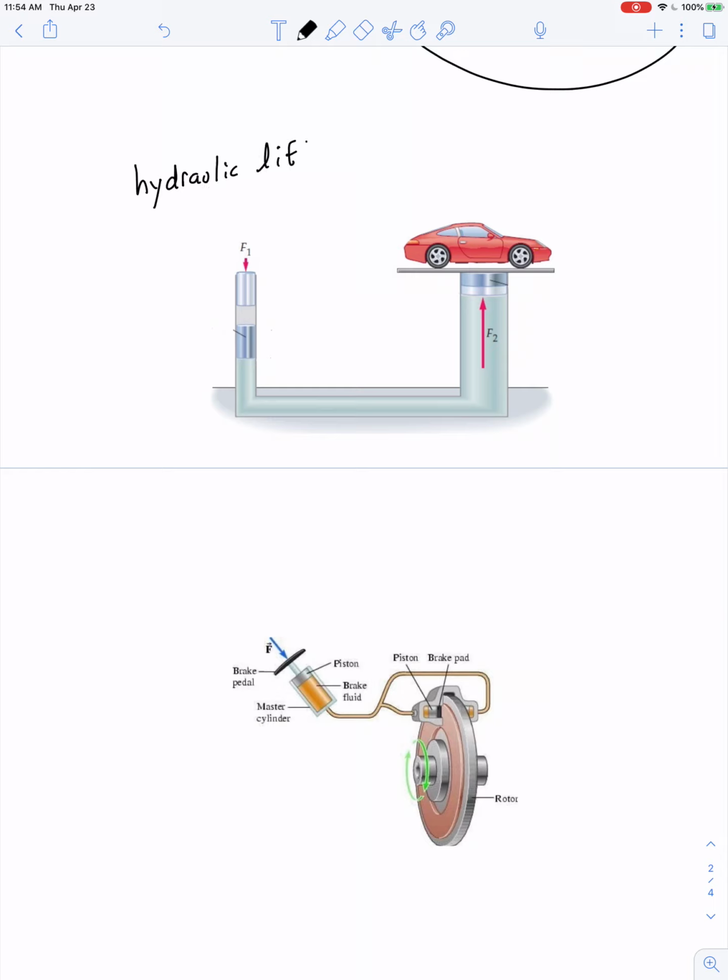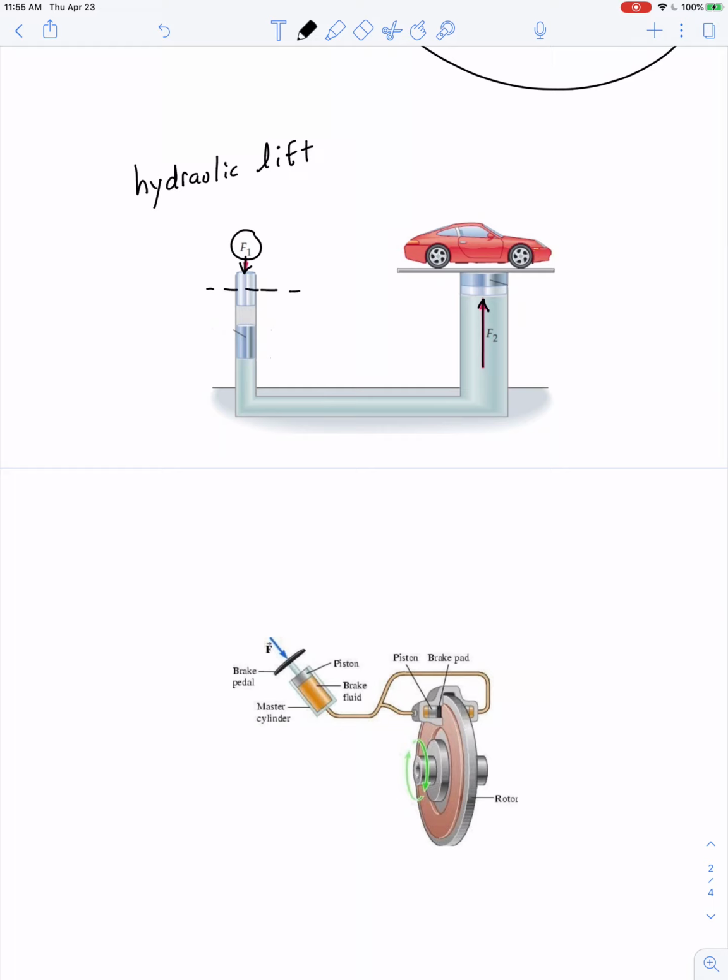So here's an oversimplified version of a hydraulic lift that might be used at an auto mechanic's shop in order to get underneath your car and do work on it. So the hydraulic lift is all based on Pascal's principle. If you apply a small force, as seen by the small vector, you can actually amplify it and create a much greater force on the other side. And here's how it works.